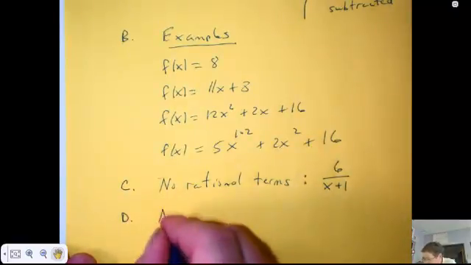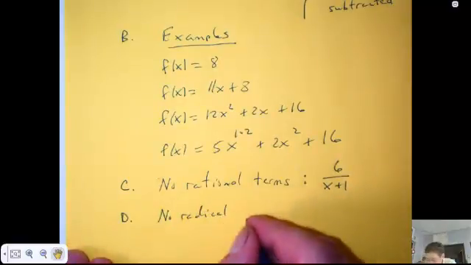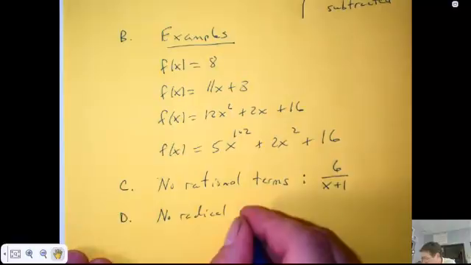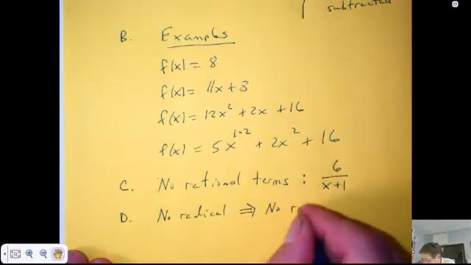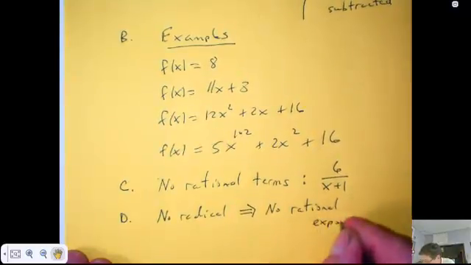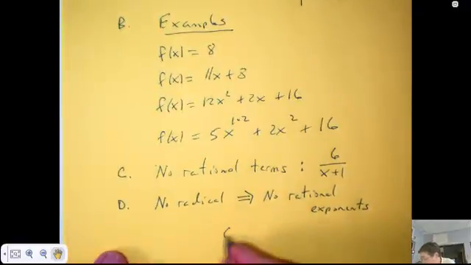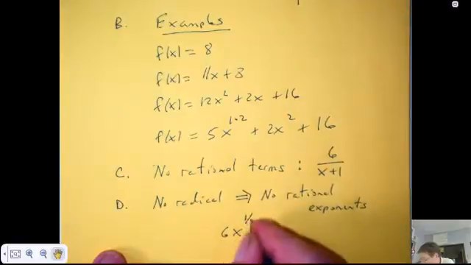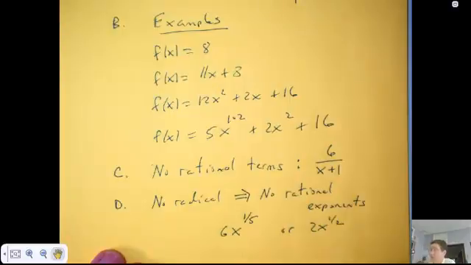Also, there are no radical terms. Square roots, cube roots, which would be the same as saying there's no rational exponents. So we don't have any terms that are 6x to the 1/5, right? Or 2x to the 1/2. Those are not in polynomials. Okay.